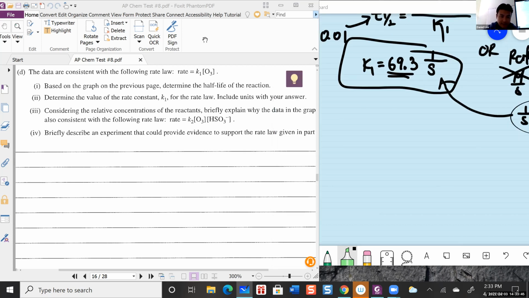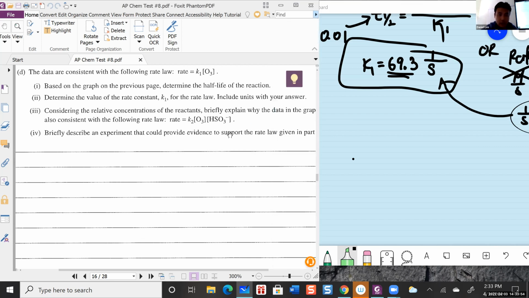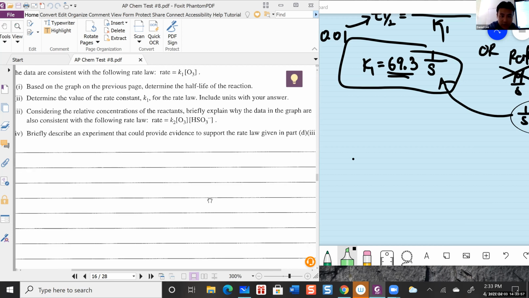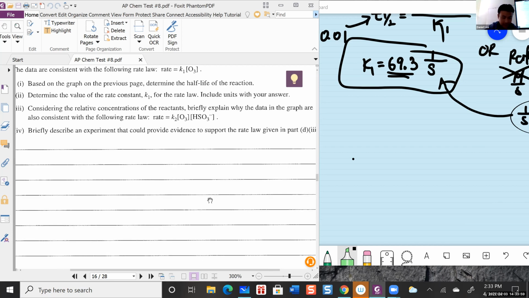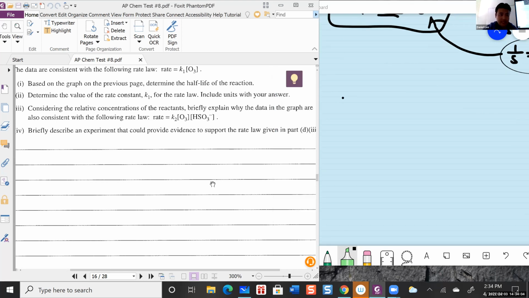So consider the relative concentrations of the reactant. Now remember, we are told that HSO3 1 minus is a huge concentration compared to O3. Why the data is also consistent with this rate law. Okay, so this is a little weird, so let me just read the question again. Considering the relative concentration of the reactants, we are told O3 is little, HSO3 minus is relatively huge. Briefly explain why the data in the graph are also consistent with this rate law.